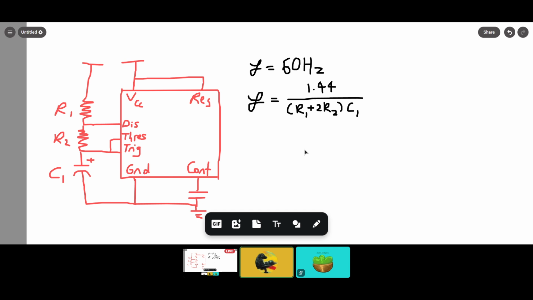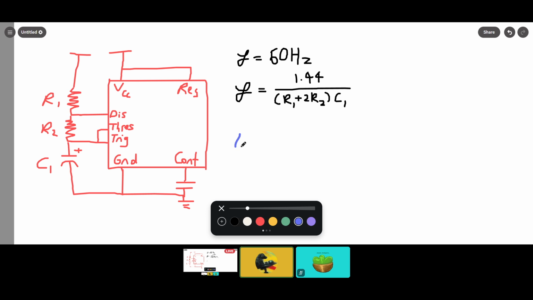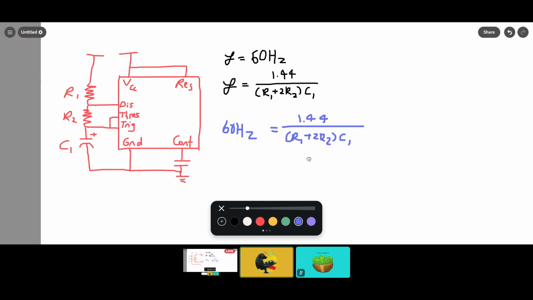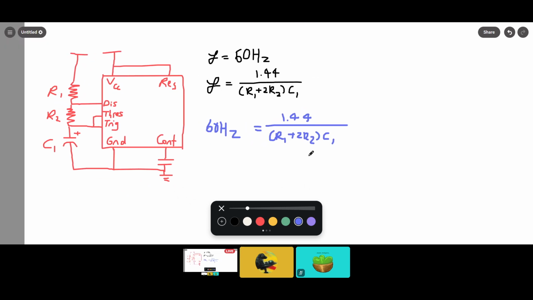Then they say, find suitable values for R1, R2, and C1. And they also give us that the frequency is this. So pause now. Try this out for yourself. Okay, so let's start. I'm going to rewrite this to show 60 hertz is equal to this here. Then I realize, wow, I have 3 unknowns. Oh no, 3 unknowns, but I can't solve. It's too late. It's over.